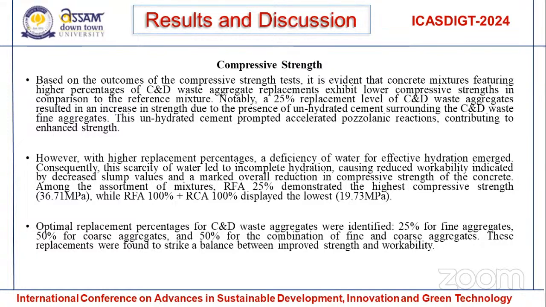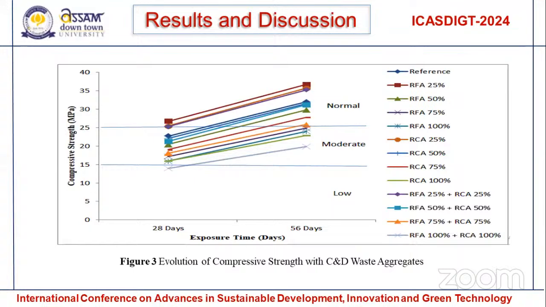Similarly, if we change the percentage with the coarse aggregates, the optimal replacement percentage is 50%, and for the combination case, when the replacement is both fine as well as coarse, the optimal replacement percentage is 50%.